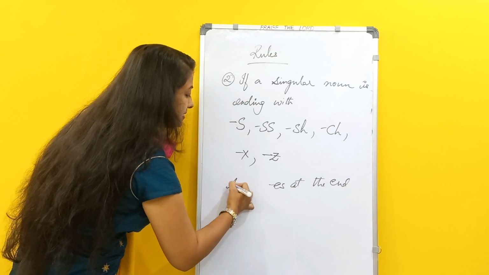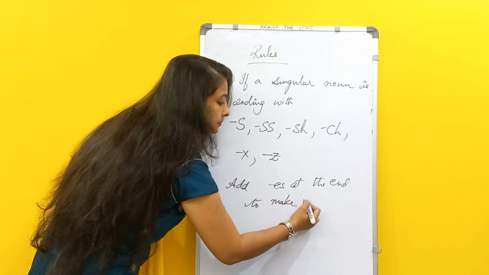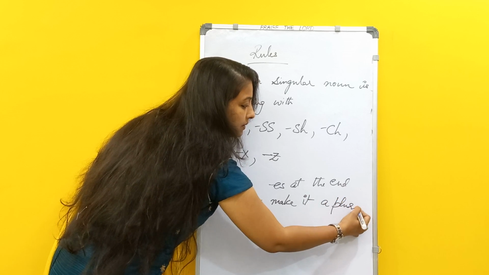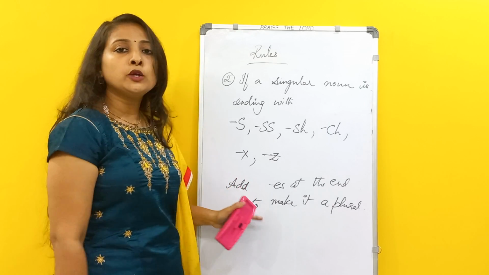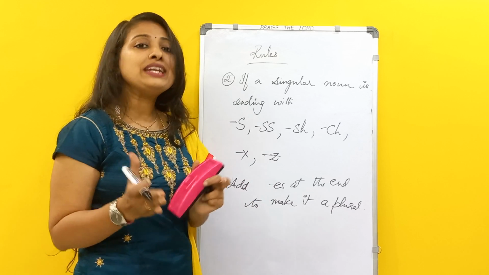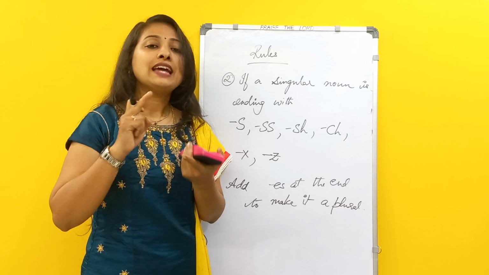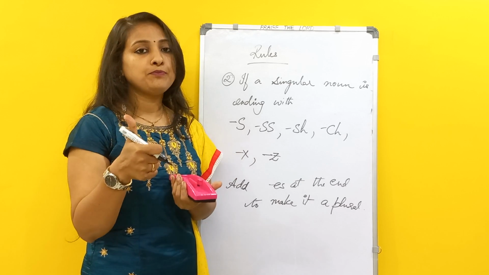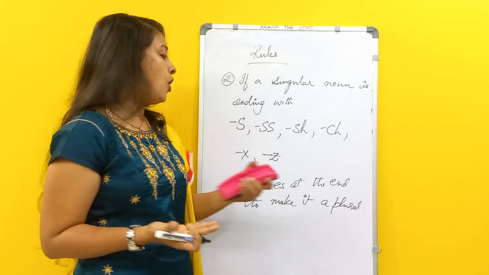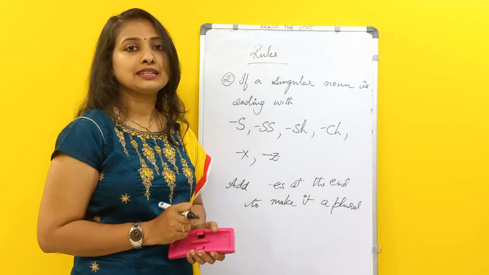Just to make it plural, you need to add ES. When will you add ES? Whenever a noun is ending with S, SS, CH, SH, X or Z. In all these cases, the noun will get its plural form not by adding an S but an ES. We will see a few examples.